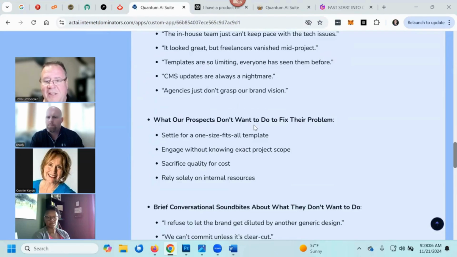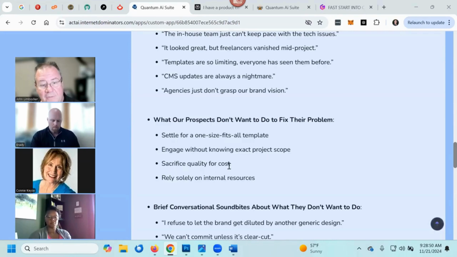Now, here's what they don't want to do to fix their problem. They don't want to settle for a one-size-fits-all template. So guess what? If you're talking website design, website development with this person, you better not be referencing templates because that's not what they want to do to solve their problem. Okay, engaging without knowing the exact scope of the project. That tells you that a proposal is important to this person that defines the outline of the project, exactly what you're going to do, what it's going to cost, all of that. That's important.